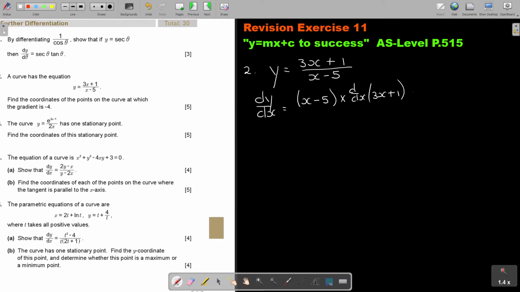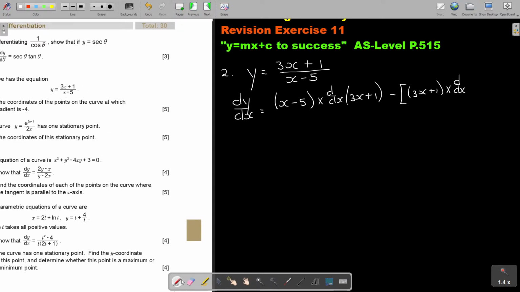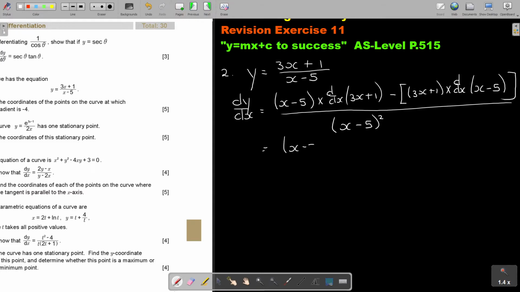And then subtract. I rewrite the numerator and I differentiate the denominator. And then I square the denominator. Okay, so if I start with that, it's going to be x minus 5.